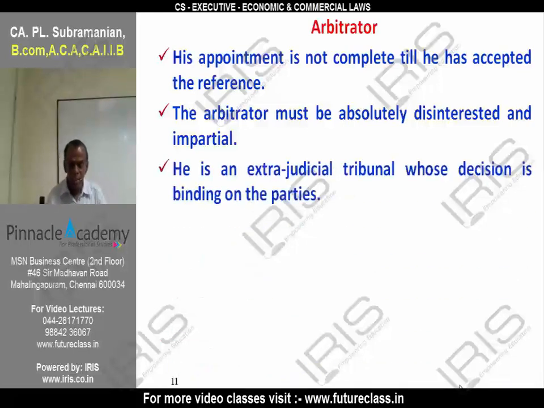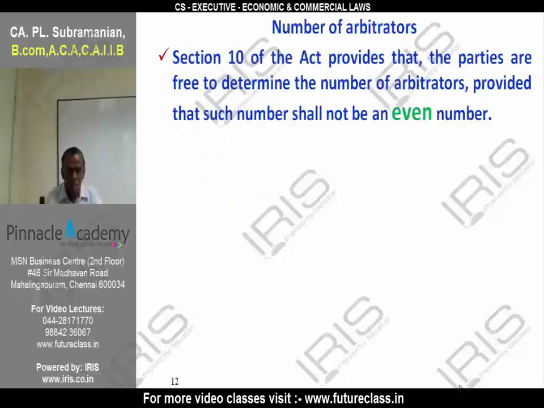Then, he is an extrajudicial tribunal whose decision is binding on the parties. Why is it called extrajudicial? It is not appointed by the state. State means not only state, but also central government. The government is called state in English. But in India, we have separate state government, central government and all that. So, the arbitrator is not appointed by the government. He is extrajudicial. How does he get that power? Both the parties are appointing him as an arbitrator.